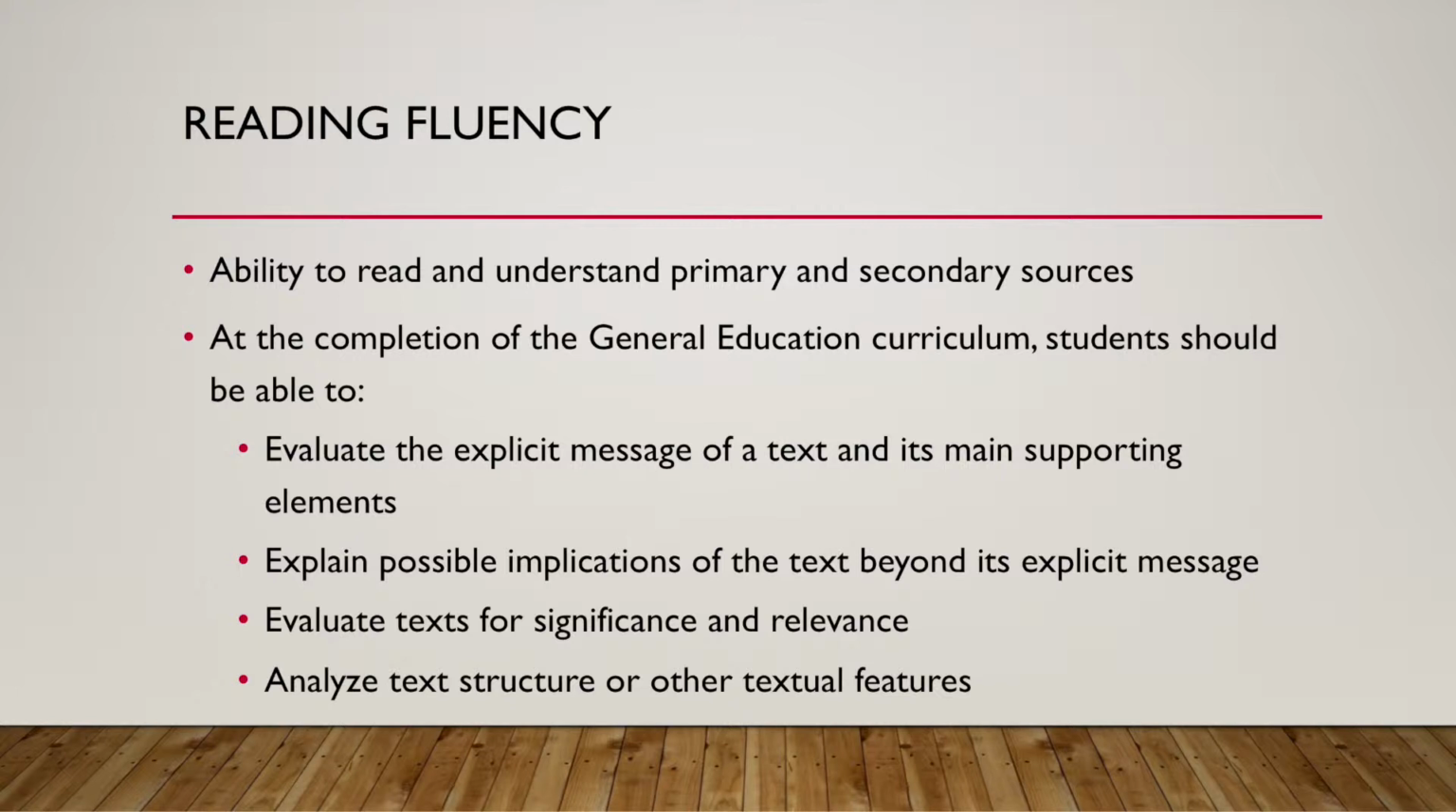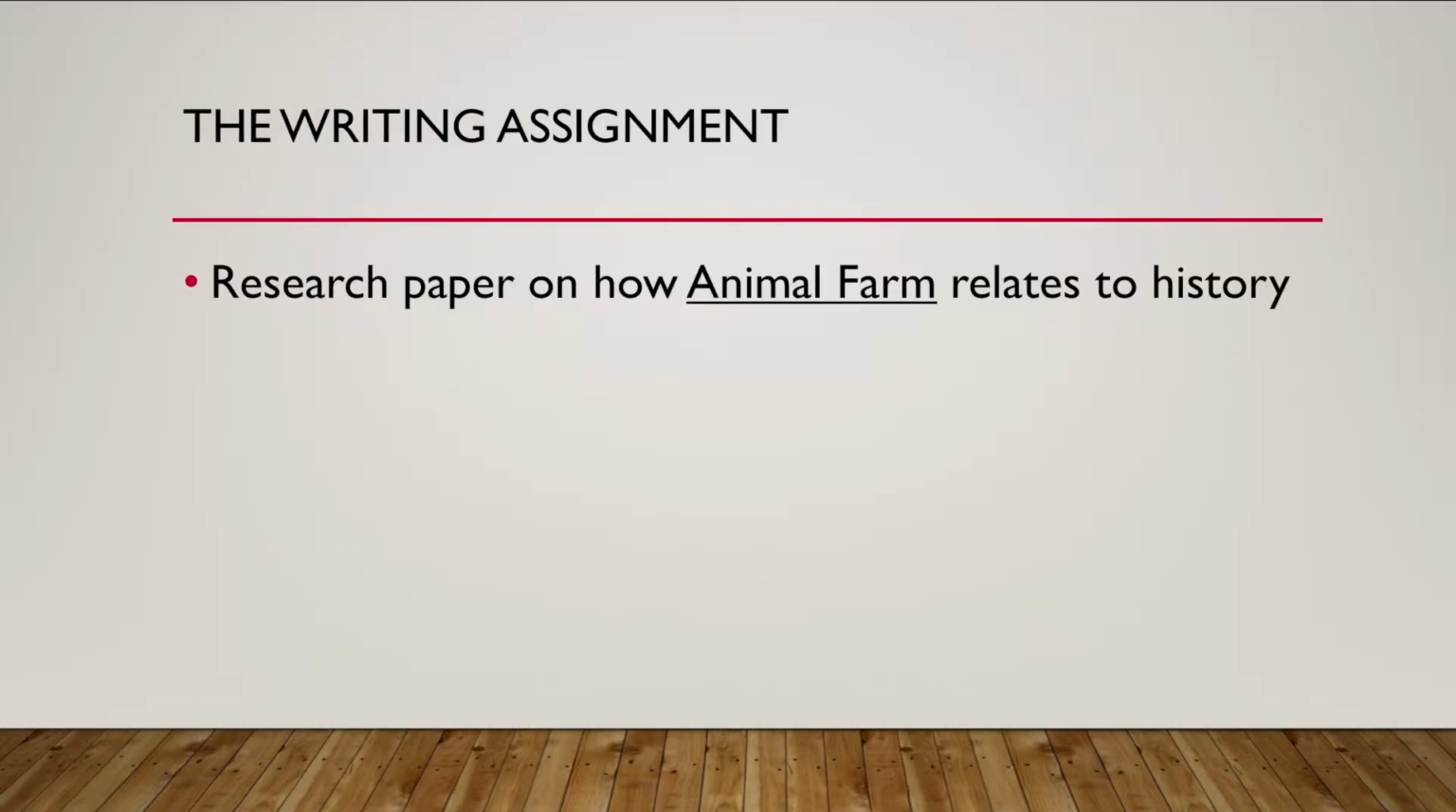Now moving on to the second competency, reading fluency. The goal is to be able to read and understand primary and secondary sources. This writing assignment was pretty straightforward. We just had to do a research paper on the book Animal Farm by George Orwell and how it relates to history.